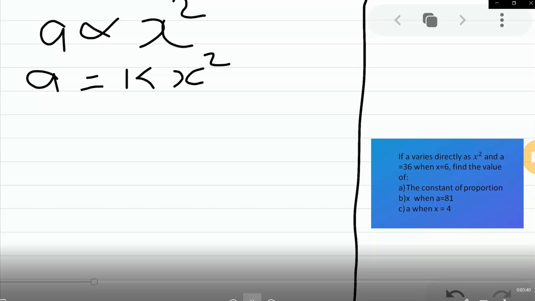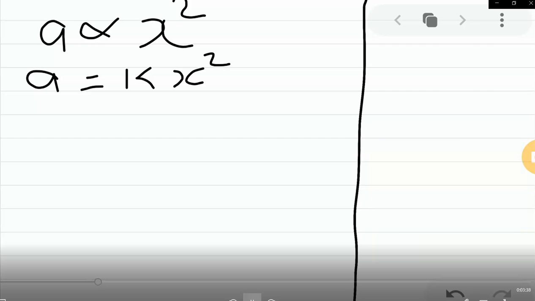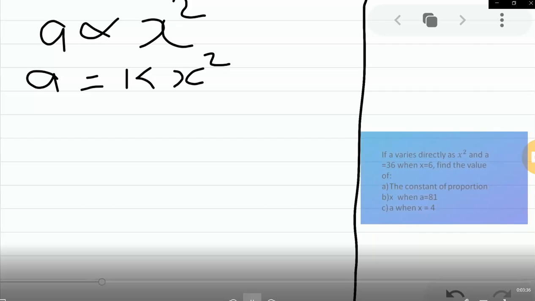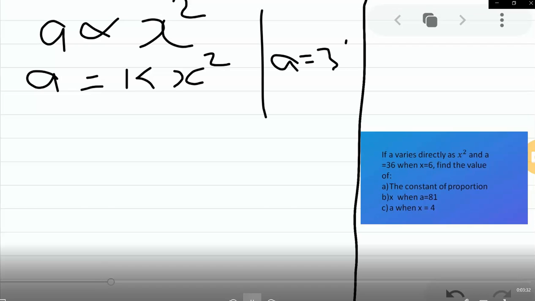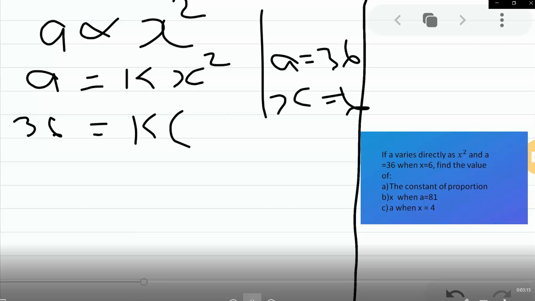And they tell you that a is equal to 36 when x is equal to 6. So that is what we're substituting to find k. So a, that's 36, is equal to k times x squared, so that is 6 squared.